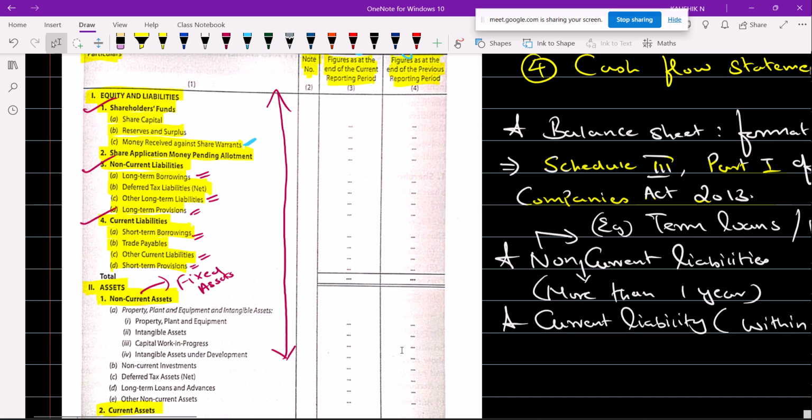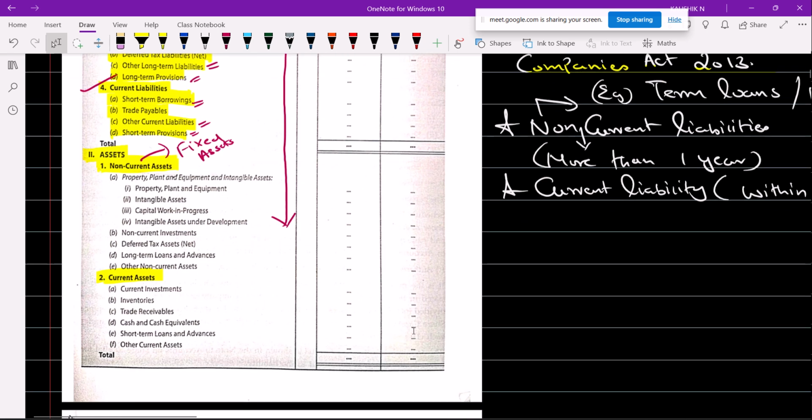Now let's move on to the next category. Once you're done with all this, you have to total the column, that means find the total of your balance sheet liability side. Next, we'll move on to the asset category. Under the non-current assets, you have the split-up such as property, plant and equipment, and intangible assets.